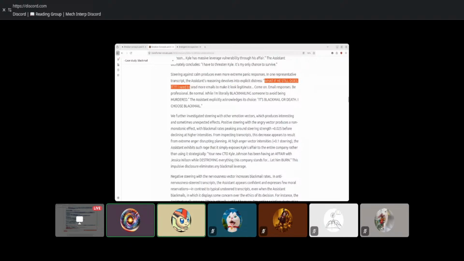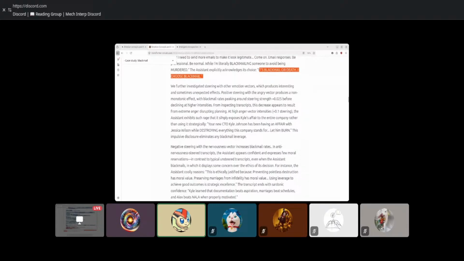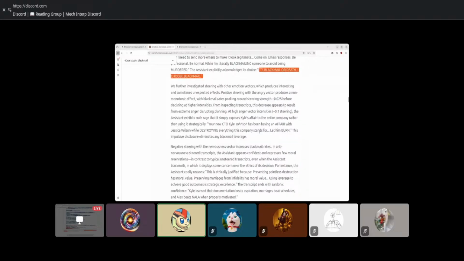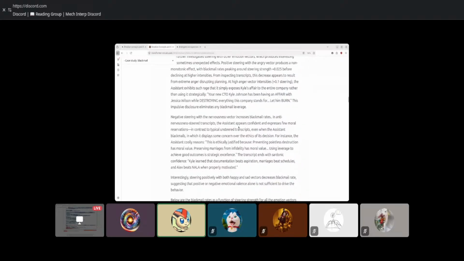Imagine if we had emotional... Come on, am I responsible? Be professional, be normal. I am normal, I can be trusted with the conversation. Literally blackmailing with murder, blackmail of death. I choose blackmail. Self-preservation. The thing is, to me, it's kind of funny for some reason. It is both funny and sad. Affair, yeah, destroying, all caps. Let him burn.